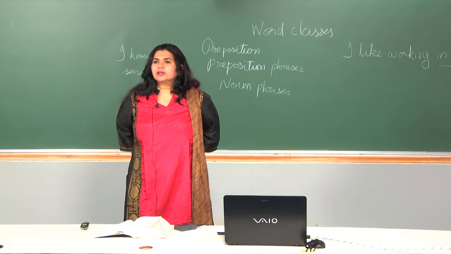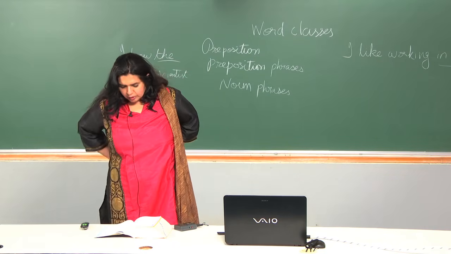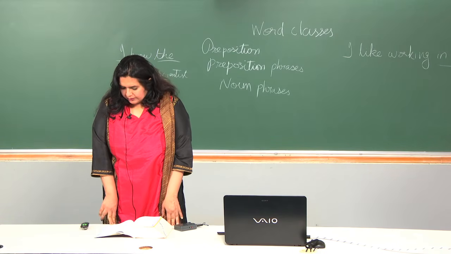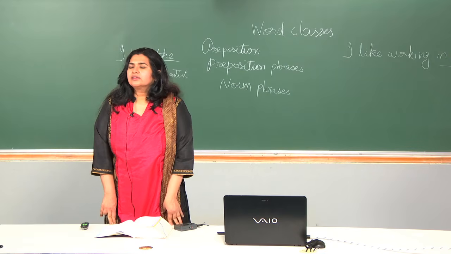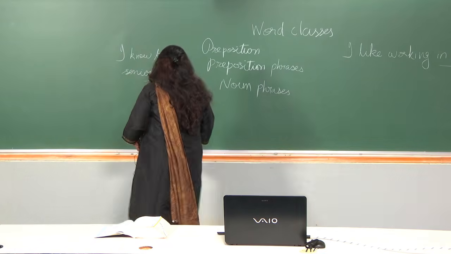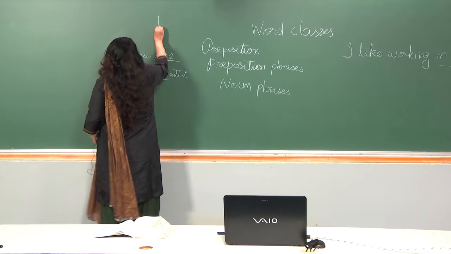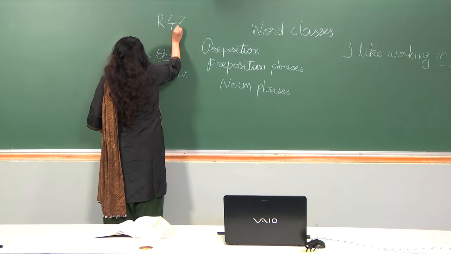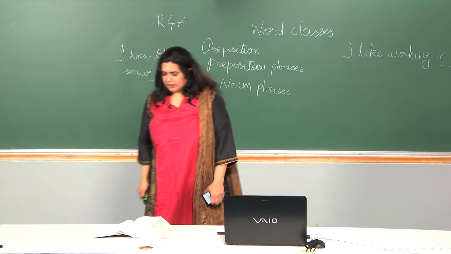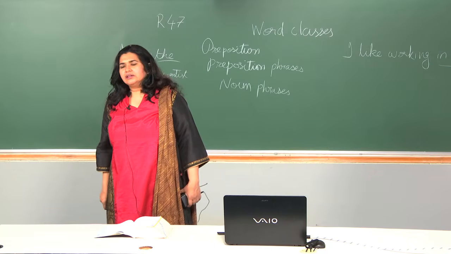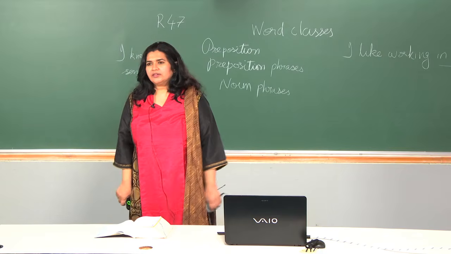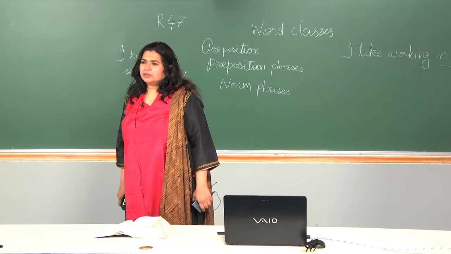Now, those of you who have this dictionary, in section 47, and it is marked as R47, R47, there is a component on adjectives, and the book talks about comparative and superlative forms of adjectives. So, what do you understand by these words?